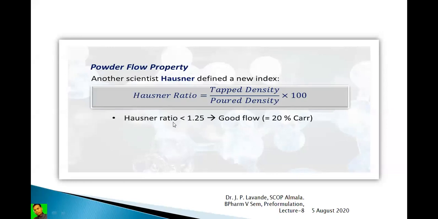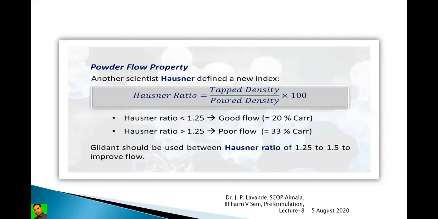Hausner's ratio should be less than 1.25. If it is less than 1.25, then we can say that the particular powder possesses good flow properties, and it is equivalent to 20% of the Carr's index. And if the Hausner's ratio is greater than 1.25, then we can say that the powder possesses poor flow properties, which is equivalent to 33% of the Carr's index.